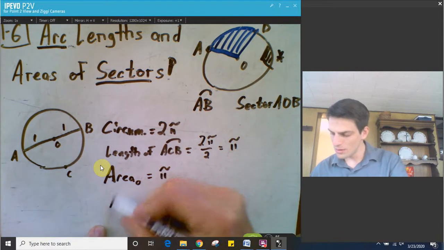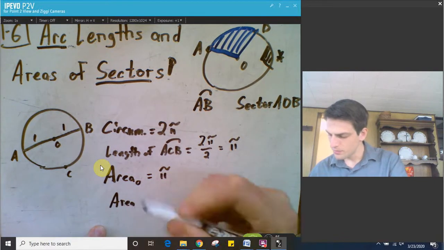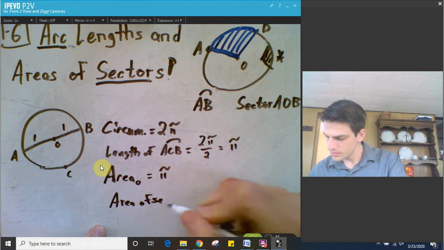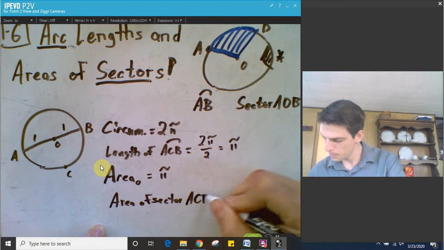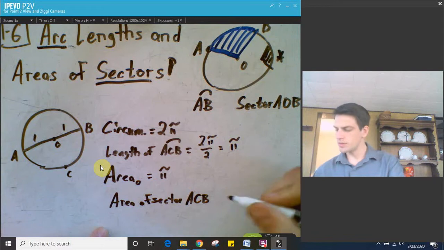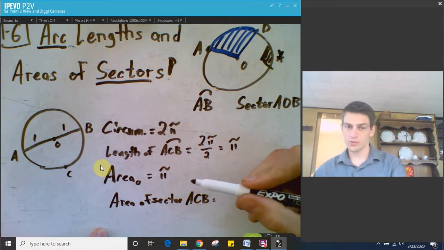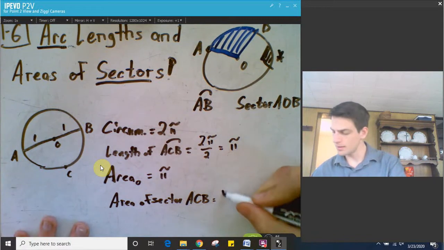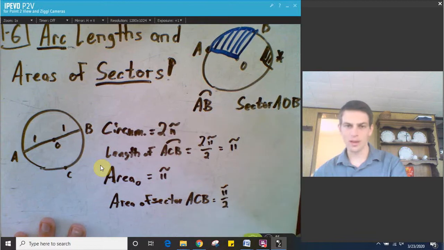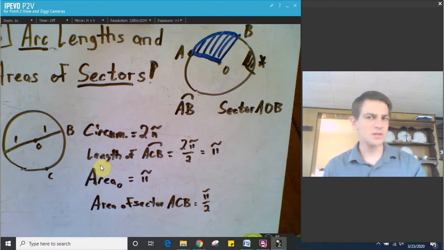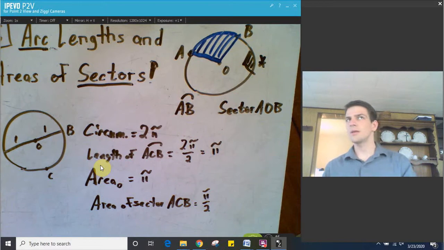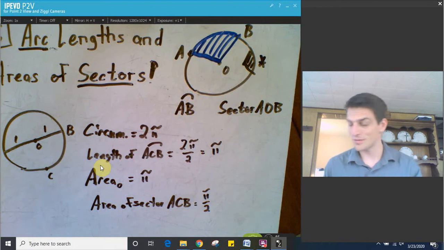And so if we look at then the area of sector ACB, it is going to be 1/2 of the area of the whole circle, which is going to be pi over 2, 1/2 of pi. So this is a very simple example to start with, but we're going to use this to talk about how we can calculate the area and length for any sector shape that we might be given.